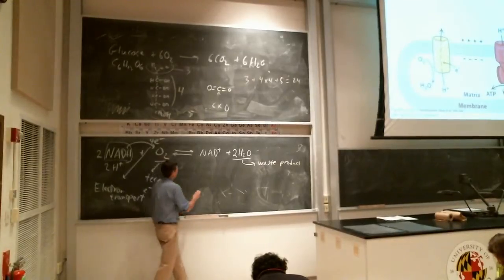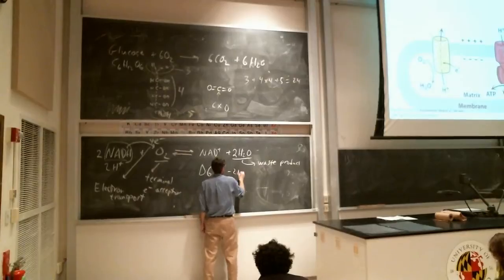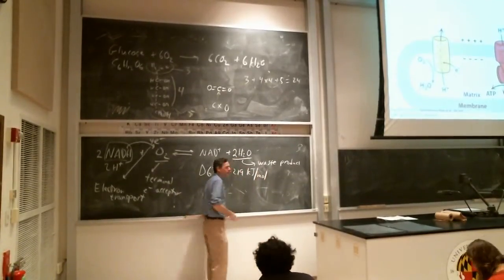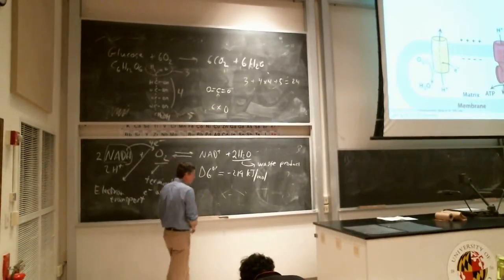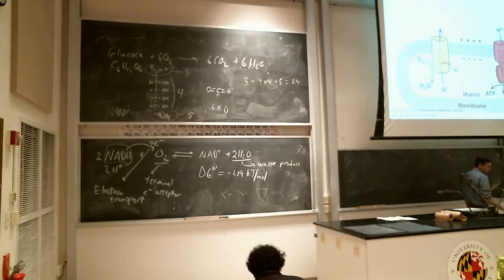This reaction overall has a delta G0 prime of something like minus 219 kilojoules per mole. So a very highly exergonic reaction. Free energy becomes available to do work. So in this cartoon, the first part of the process is the electron transport chain getting electrons to oxygen to make water. Provides energy to do work.